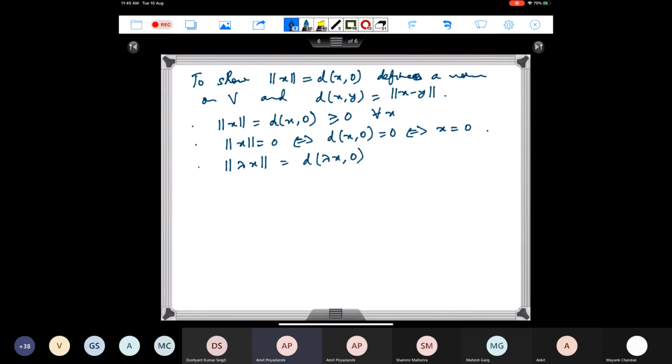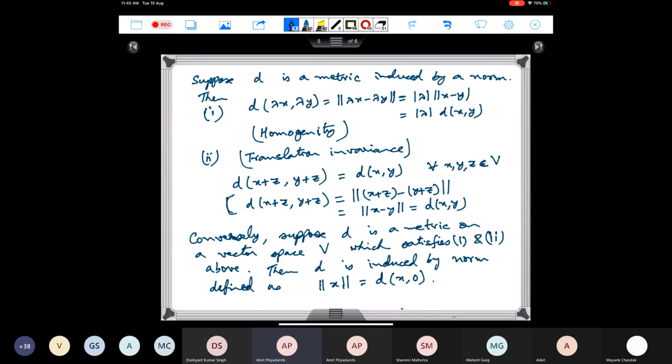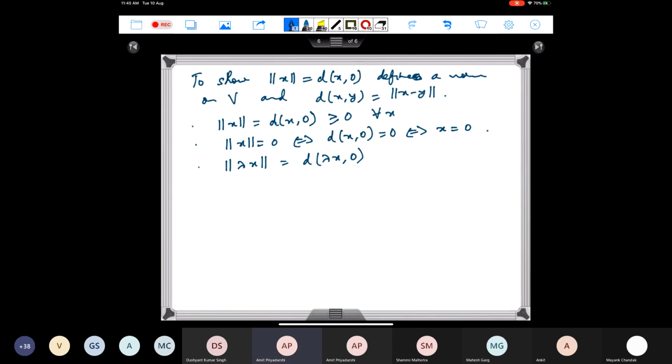Now we want that this should be equal to mod lambda times norm of x, which is equal to mod lambda times distance between x and 0. So this is the same thing as distance between lambda x and lambda times 0. And by the first property, homogeneity, this is equal to mod lambda times d(x,0). This is by 1, and which is equal to mod lambda times norm of x. So this is also satisfied.